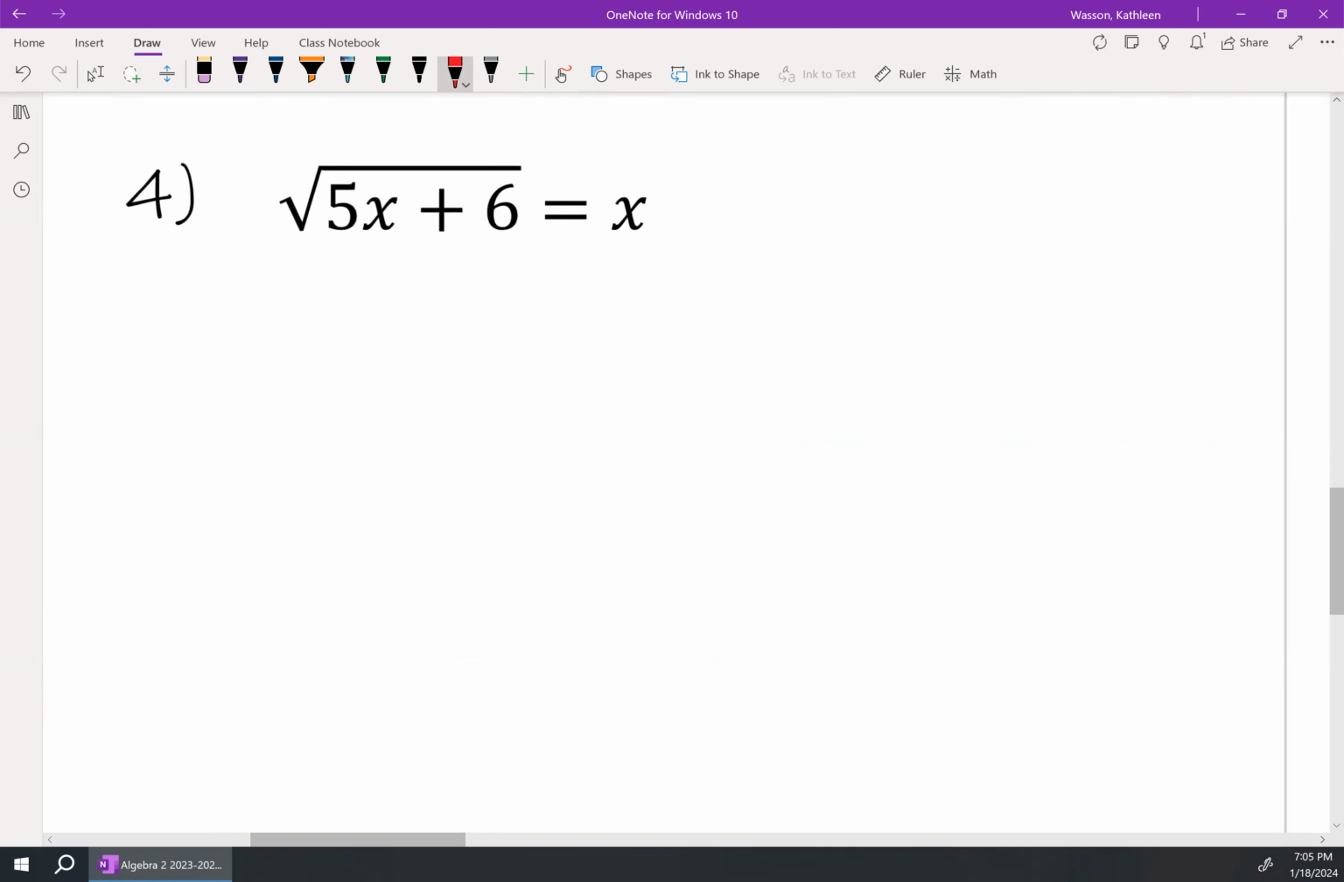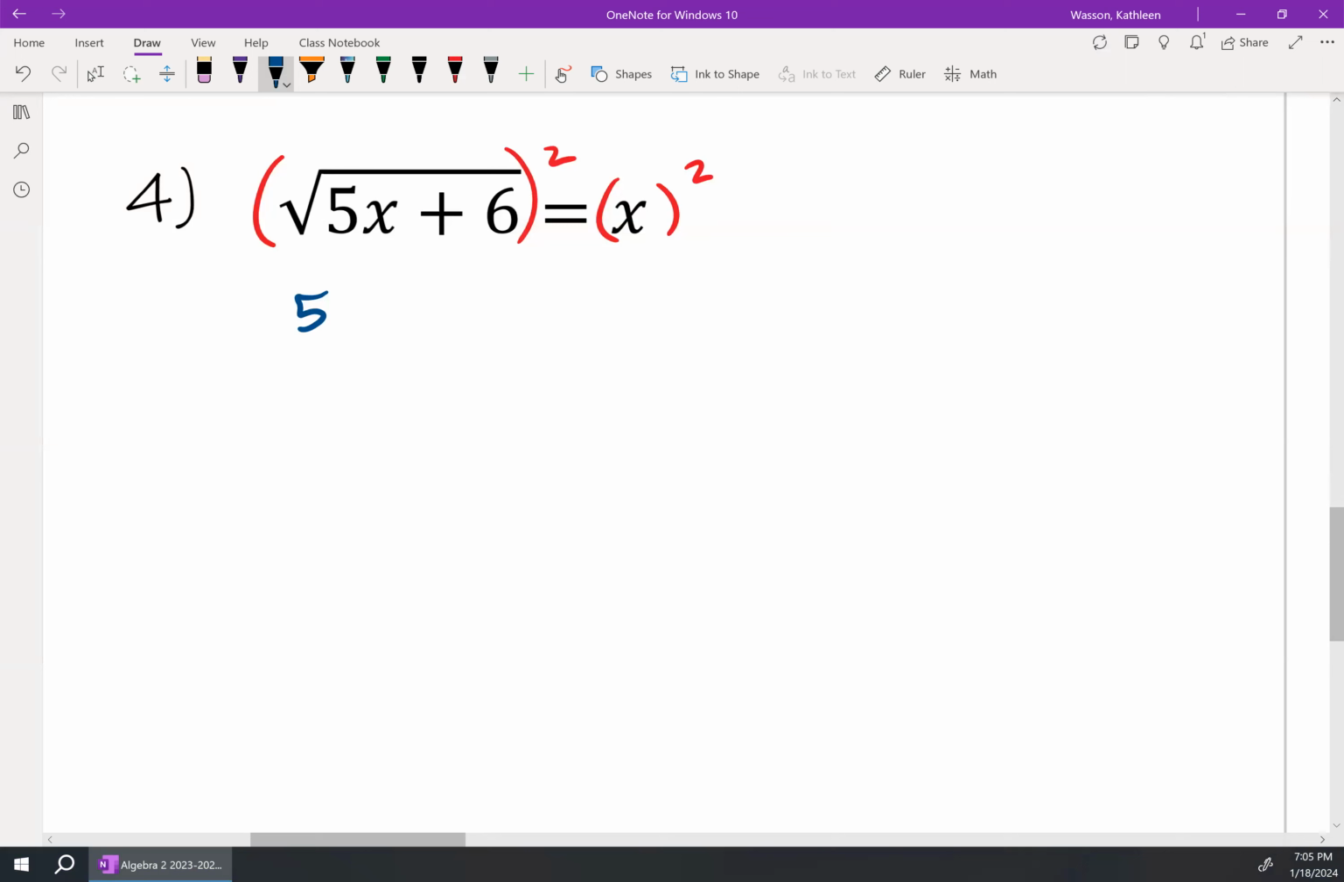Last one. This problem, my expression is isolated. So I square both sides. And I take the radical off of the left. 5x plus 6. This is equal to x squared.